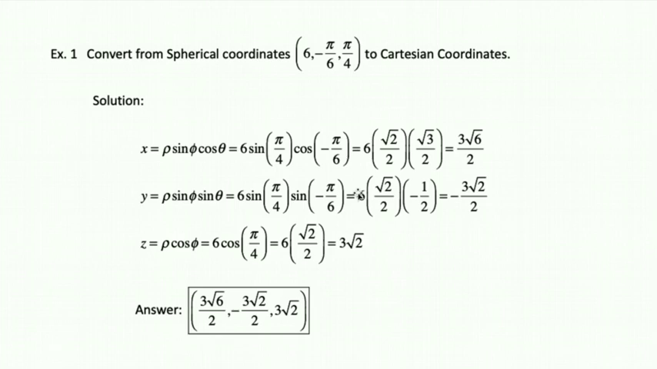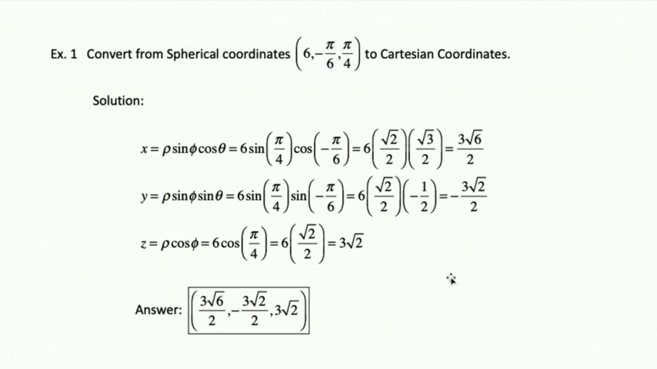So x equals rho sine phi cosine theta. So that's 6 sine pi over 4 cosine negative pi over 6. Put in the numbers, 6 times the square root of 2 over 2, square root of 3 over 2. Reducing, we get 3 square root of 6 over 2. Y would be rho sine phi sine theta. So that would be 6 sine pi over 4 sine negative pi over 6. So that would be 6 times the square root of 2 over 2 times negative 1/2. Reducing once again, we would get negative 3 square root of 2 over 2.